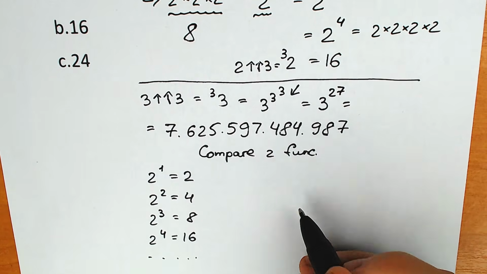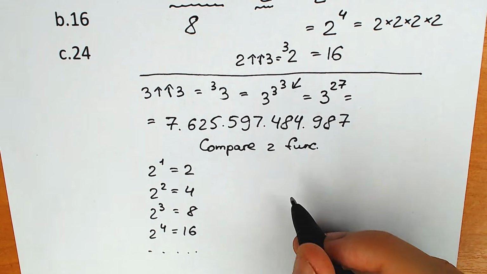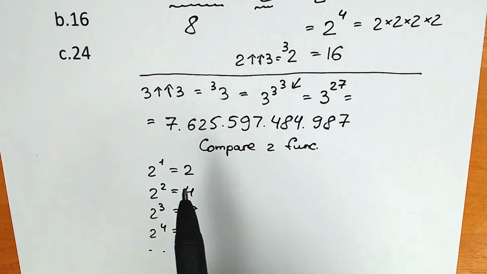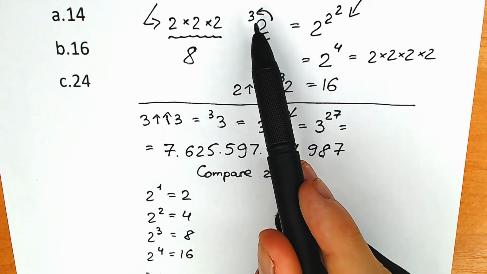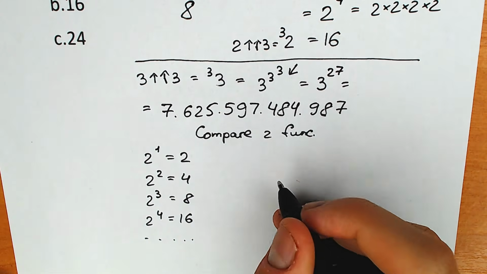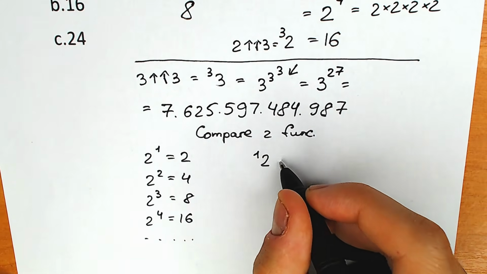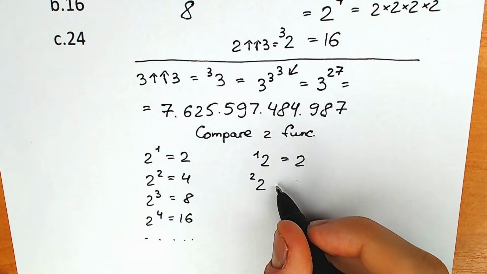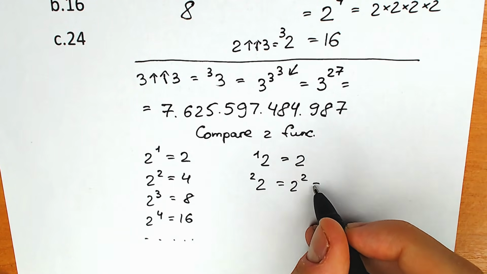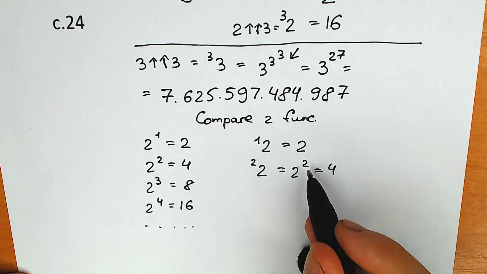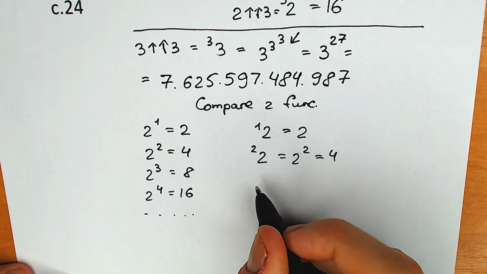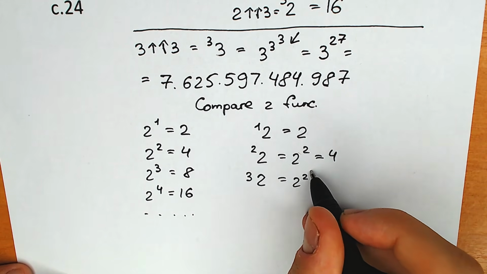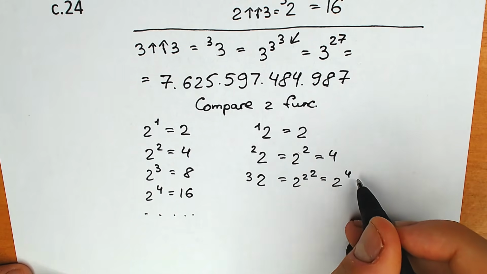But on the right side, let's write our tetration. Let's see what will happen. So we have tetration right here equal to 2. When we move this 2 to the left side, we have 2 to the power 2 equal to 4. Everything looks great. And when we move 3 to the left side, we have 2 to the power 2 to the power 2 equal to 2 to the power 4 equal to 16.